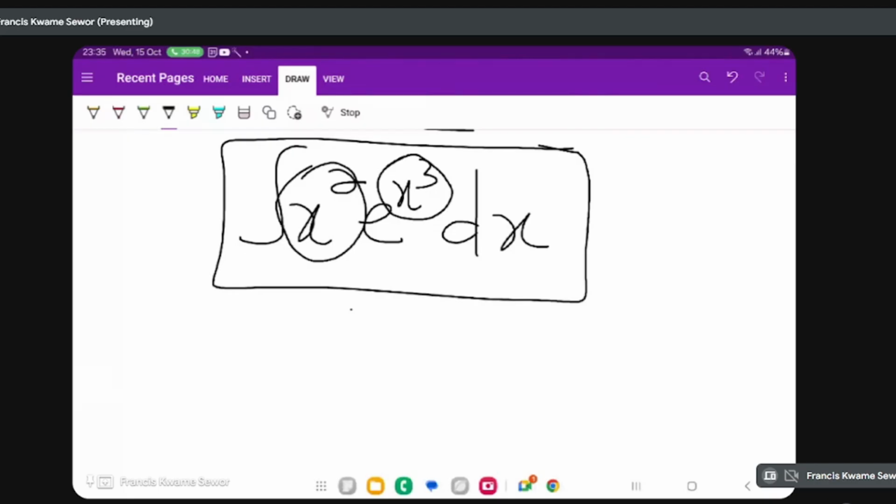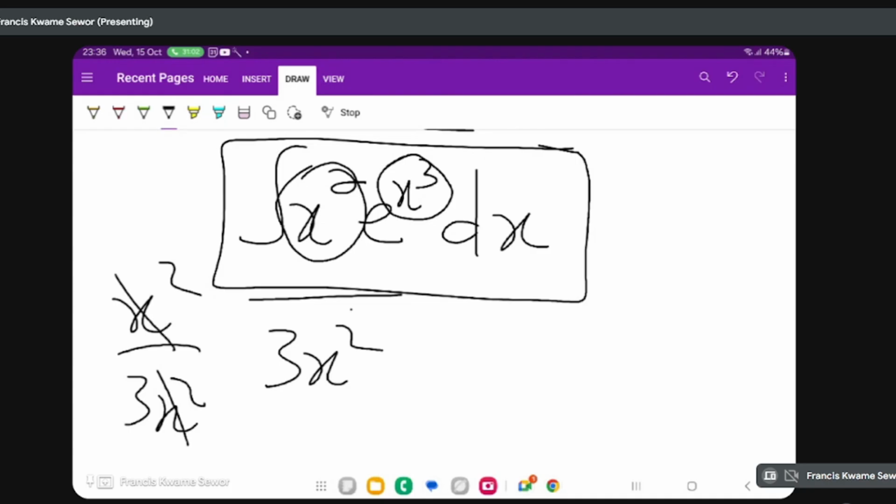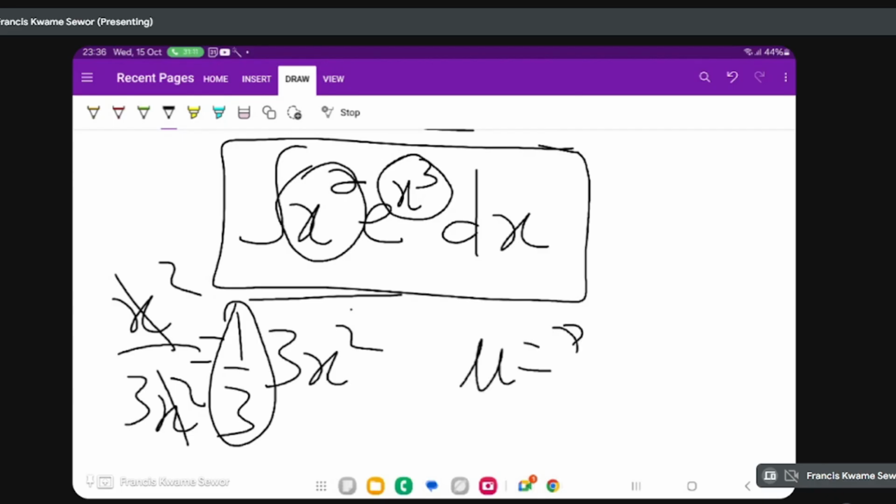So if you differentiate this one, the x cube, you will get 3x squared. So the one that is here, if you do x squared over 3x squared, you simplify it, you get 1 over 3. So it's a constant. Then you can say that u is equal to x cube. Then you proceed with your substitution.